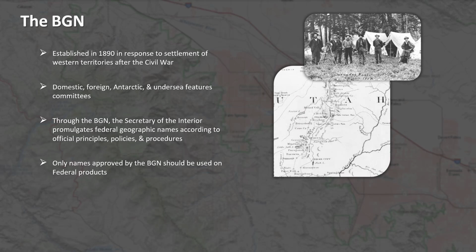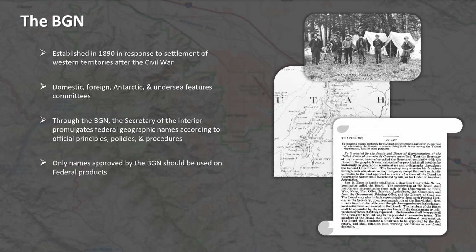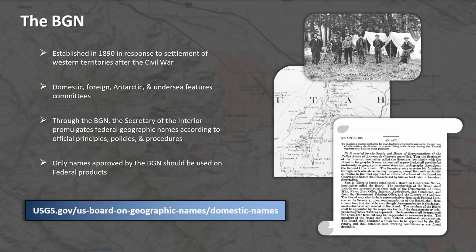Alongside the Secretary of the Interior, the BGN promulgates official geographic feature names with locative attributes as well as principles, policies, and procedures governing the use of domestic names, foreign names, Antarctic names, and undersea feature names. Only official geographic names and locations, which are those approved by the BGN or by BGN policy, should be used on federal products. More information on the U.S. Board of Geographic Names and Domestic Name Committee can be found at usgs.gov/US Board on Geographic Names /domestic names.